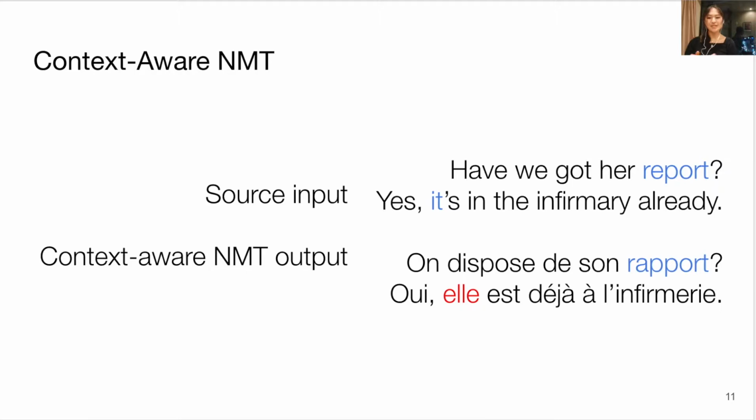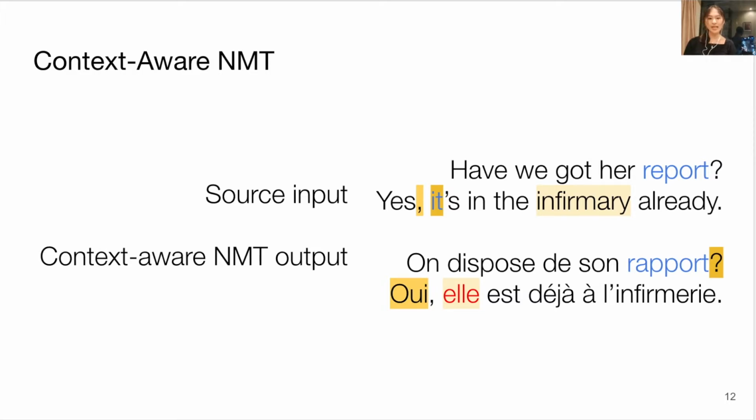So to address the difficulties in document-level translation and the importance of context, several methods over the last 4 or 5 years have been proposed to incorporate context in neural machine translation. But even with the necessary context, these models perform poorly on translating relatively simple discourse phenomena, such as anaphoric pronouns. So in this example, it refers to report, which is a masculine noun in French, so the pronoun should be the masculine il.